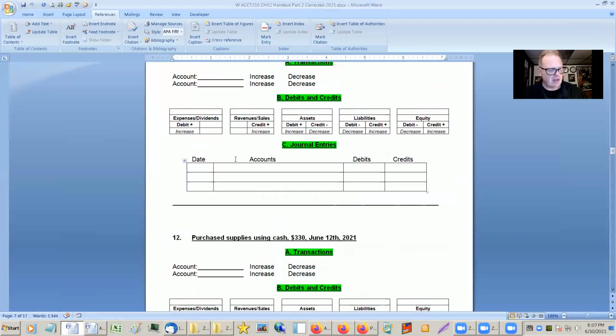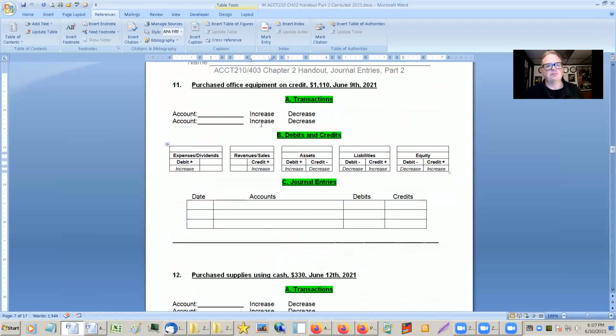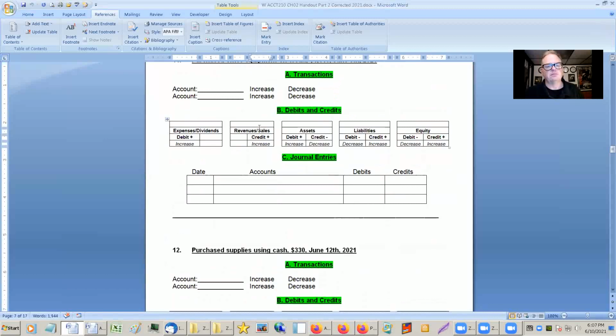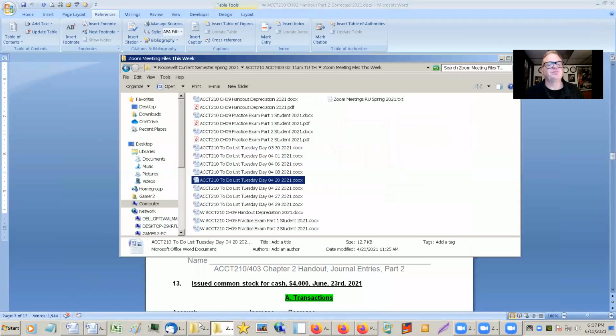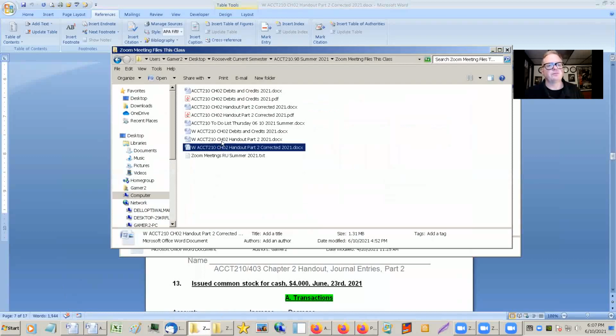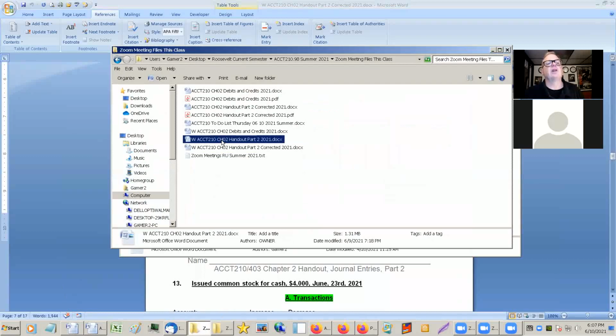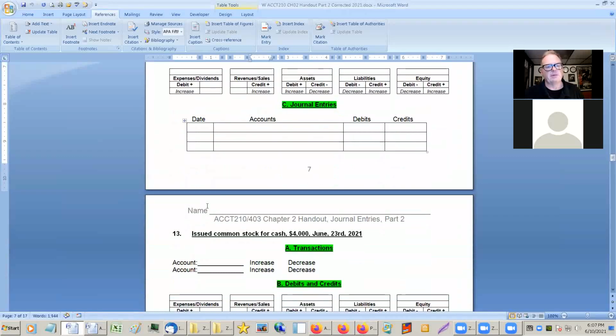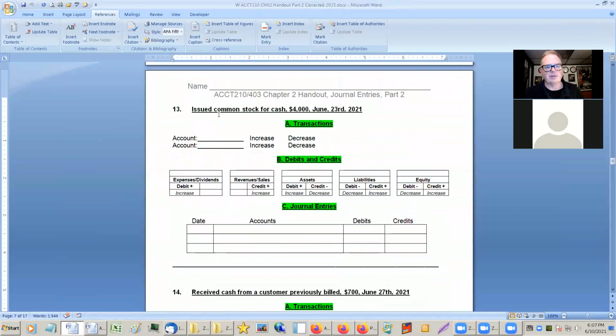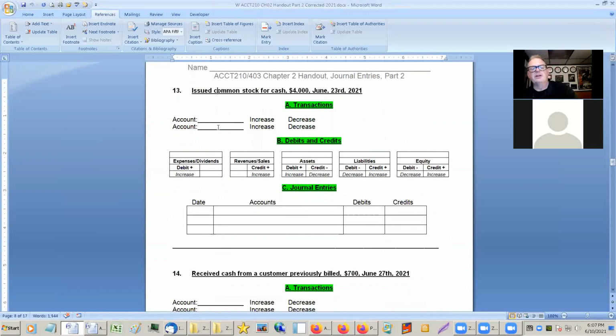I think we did up through, I should pull up my old one. I think we were on number 13. Number 13 is very similar to what we've been doing. We've done this, I think, once. This just gets us back in that mode.